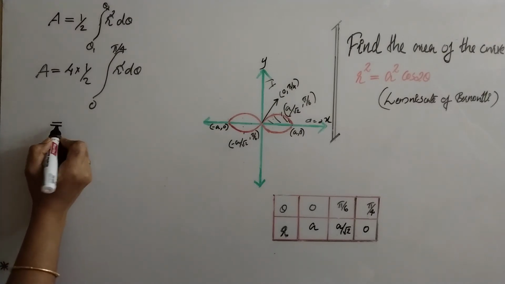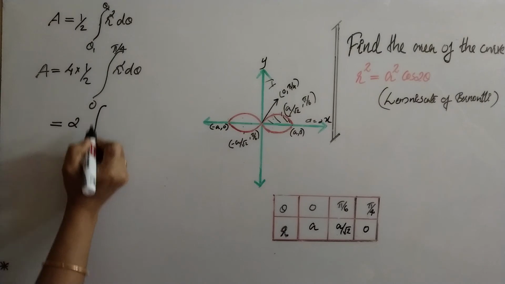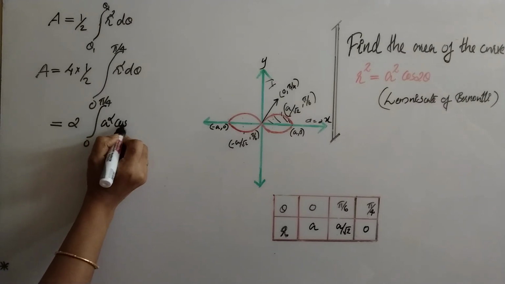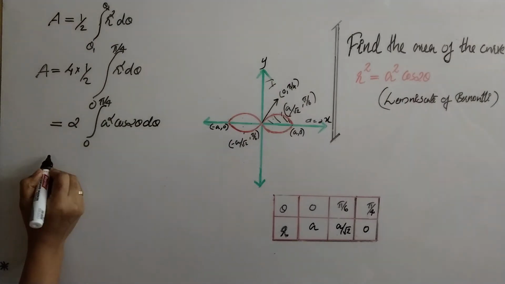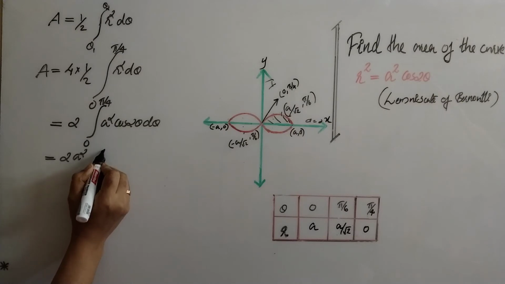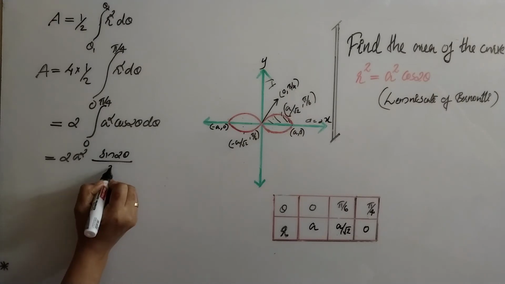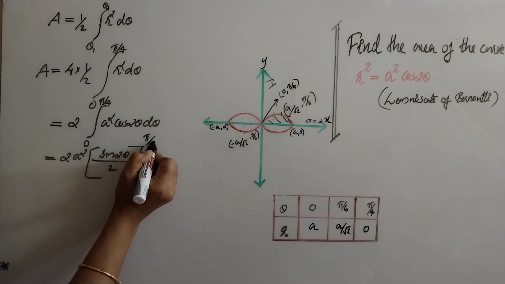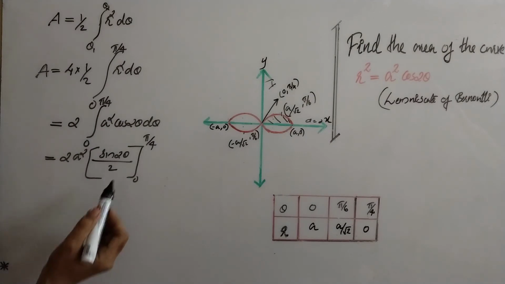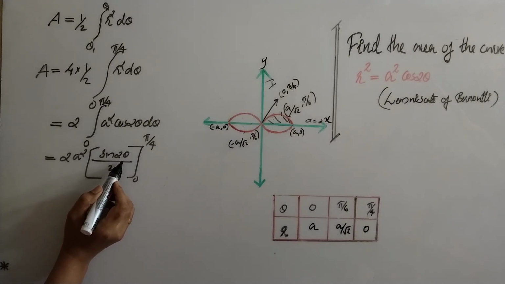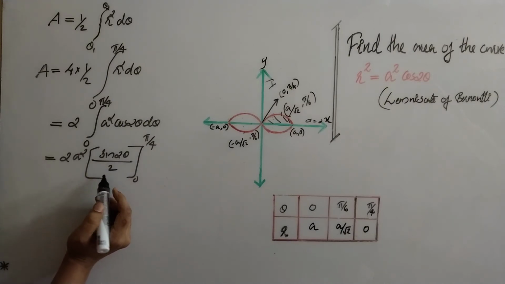That is 2 into integral 0 to pi by 4 r square d theta. r square is a square cos 2 theta d theta. This is equal to 2a square into integral of cos 2 theta d theta, which is sin 2 theta divided by 2, with limits varying from 0 to pi by 4. Here, if we apply the upper limit, sin 2 into pi by 4, that is sin pi by 2. Sin pi by 2 is 1.